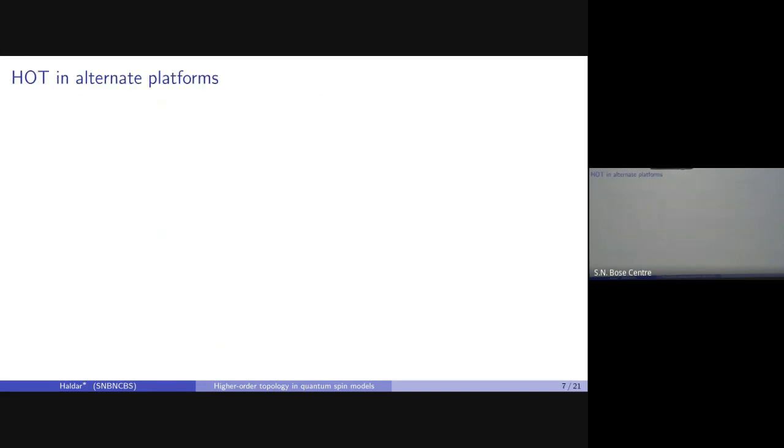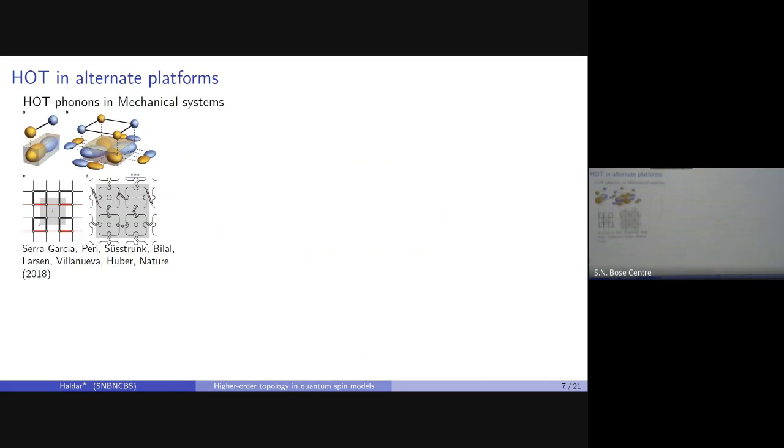So since we started talking about non-electronic systems, it's natural to now talk about higher order topology in alternate platforms. The phenomenon of higher order topology is very universal. You do not really need to stick to electrons to see it. For example, this is a very nice paper in Nature very recently, where they constructed higher order topology out of phonons.